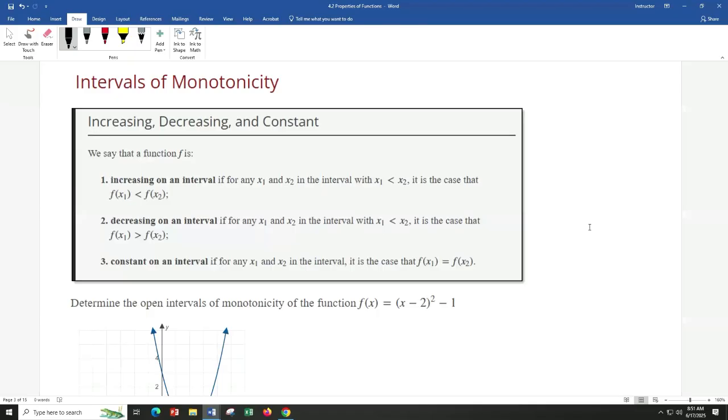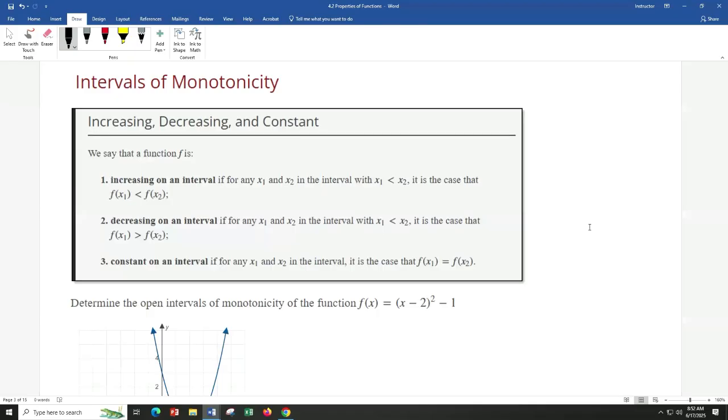It is the case that f of x1 is less than f of x2, which means you have an increasing function. The same thing can be read on decreasing, except now x1 is larger than x2. It's basically saying when you plug in this number and you plug in this next number, the numbers that pop out, you're going to see one's larger, one's smaller.